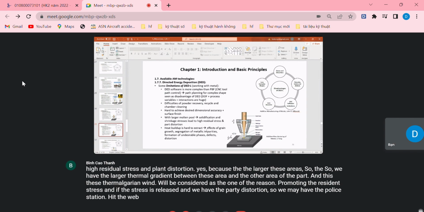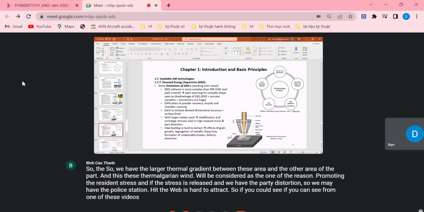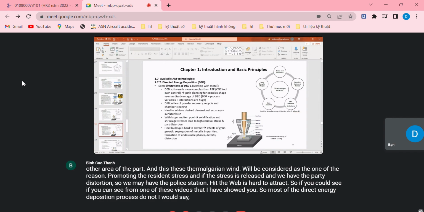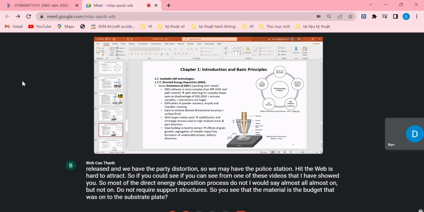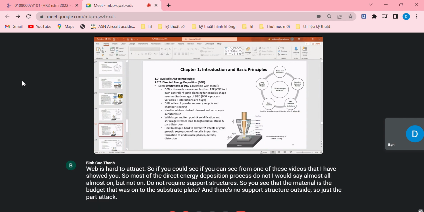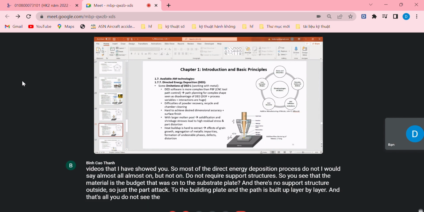Heat buildup is hard to extract. If you look at one of the videos that I have shown you, most of the direct energy deposition processes, almost all but not all, do not require support structures. You see that the material is deposited onto the substrate plate, and there is no support structure outside. Just the part attached to the building plate, and the part is built up layer by layer, and that's all. You do not see the support structures.